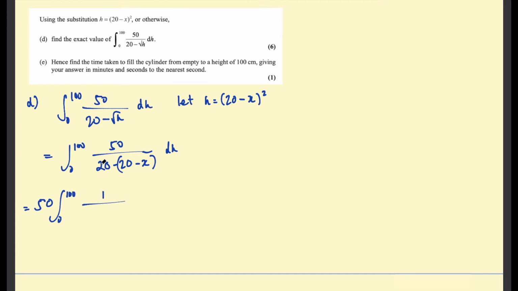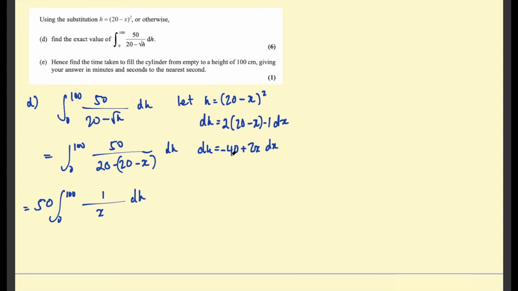So this is 1 over 20 take 20 take x, and this is dh. But because we have an x in here, we want dx. So we want to differentiate this expression. dh, using the chain rule here, will be 2 times 20 take x multiplied by the derivative of the function inside the brackets, which is -1 dx. Simplifying this, this would be -2 times 20, -40, and then plus 2x dx.